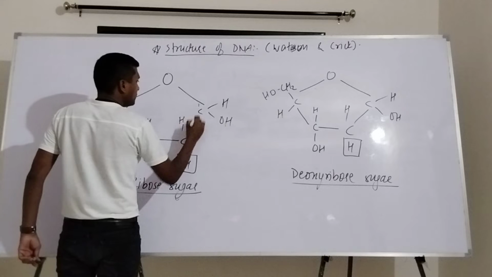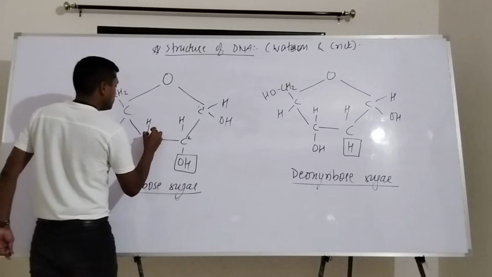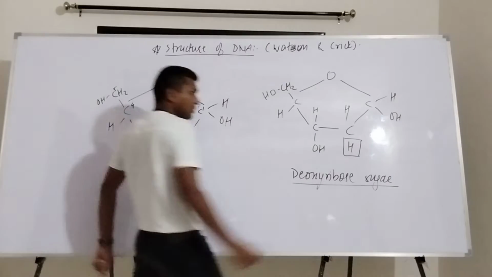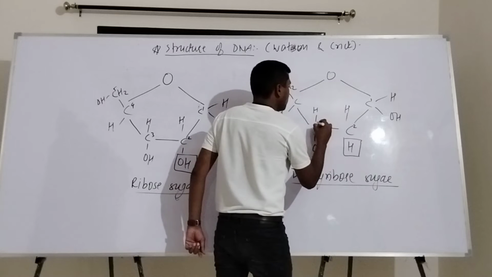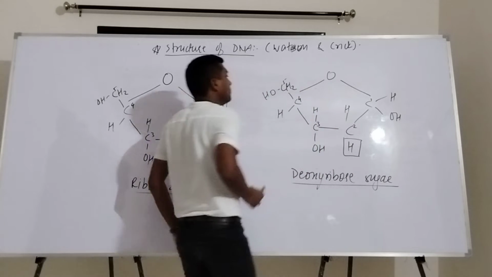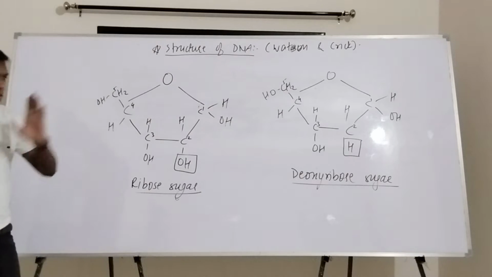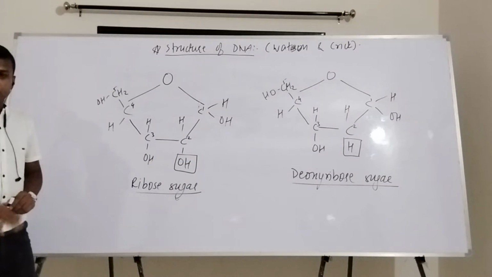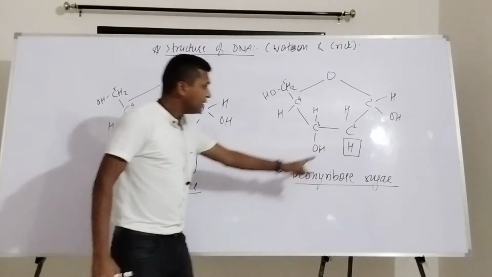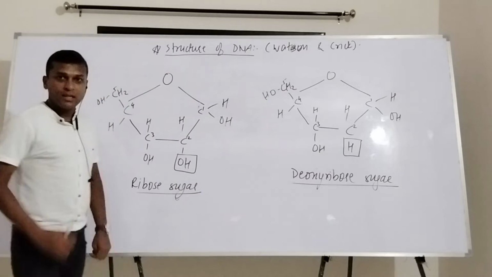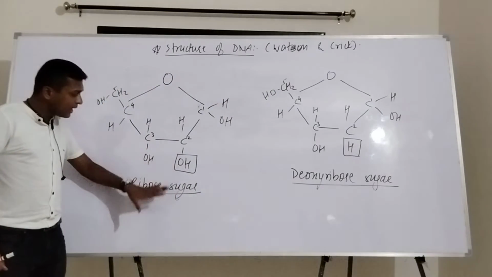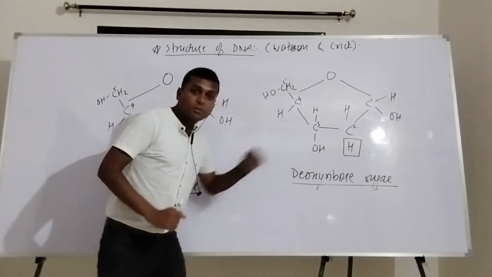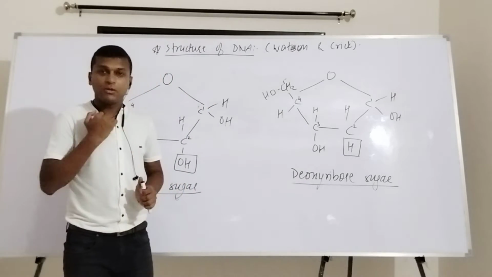This is carbon atom 1, this is 2, this is 3, this is 4, and this is carbon atom number 5. Likewise here also, this is carbon atom 1, 2, 3, 4, and this is carbon atom number 5. If you see here at carbon atom second, there is presence of OH group, correct? But if you see here, there is only H present. That means here oxygen is absent, and that's why this sugar is called deoxyribose sugar.